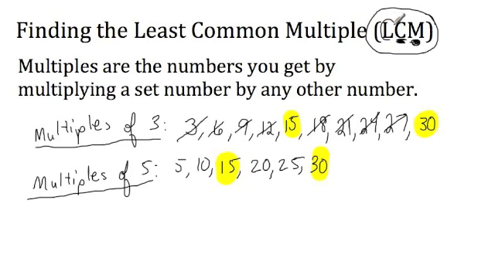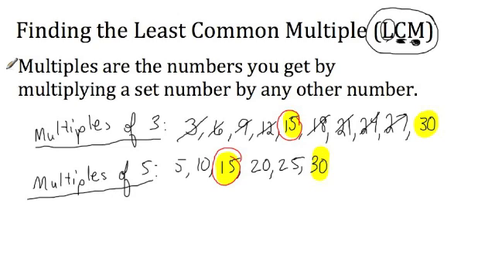This is where the first letter, the L, comes into play. This tells us that we want to find the least common multiple, which means the smallest number that they have in common. So in this case, we can see that the least common multiple, the smallest number that's the same on both lists, is 15. So the least common multiple of 3 and 5 is 15.